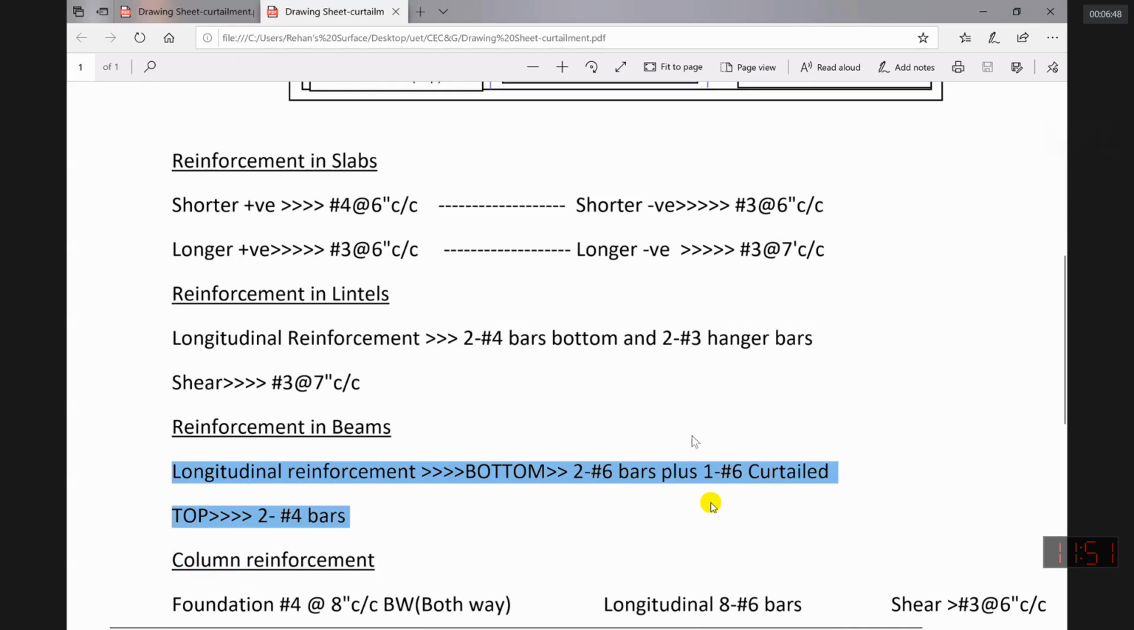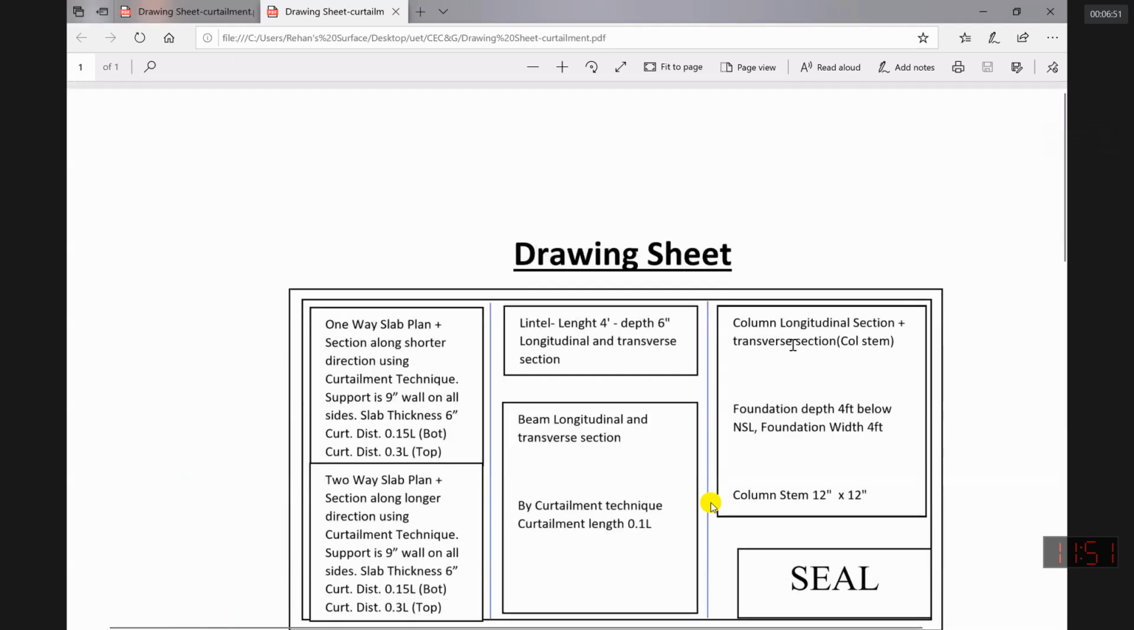Lastly is the column longitudinal section and transverse section. Foundation depth is also given and foundation width is also given. Column stem size is 12 inches by 12 inches. And I have discussed this column in the AutoCAD drawing. The drawing which is to be made over here is similar to that drawing, which I have provided you in the AutoCAD file, right? So this you have to do by next Saturday. Now, if you have any questions, you can ask.